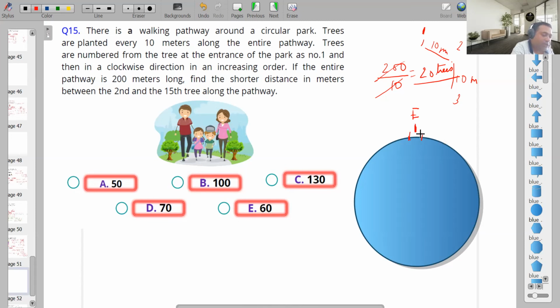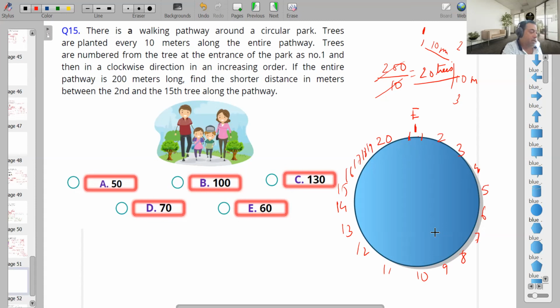So now let's understand this. So there are 20 trees. So let's mark this as 20 over here. The last tree is here. So we'll have 2, 3, 4, 5, 6, 7, 8, 9, 10, 11, 12, 13, 14, 15, 16, 17, 18, and 19. Okay. So anyways, my drawing is not that great, but there are 20 trees like this.